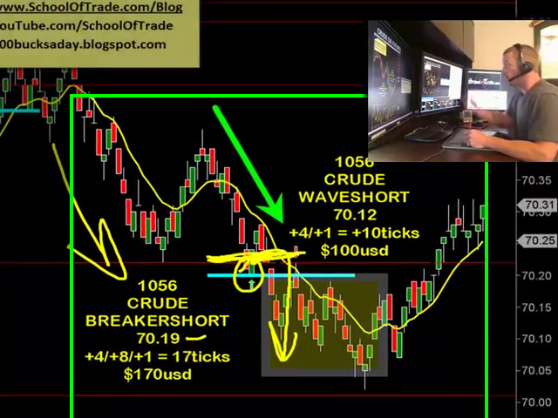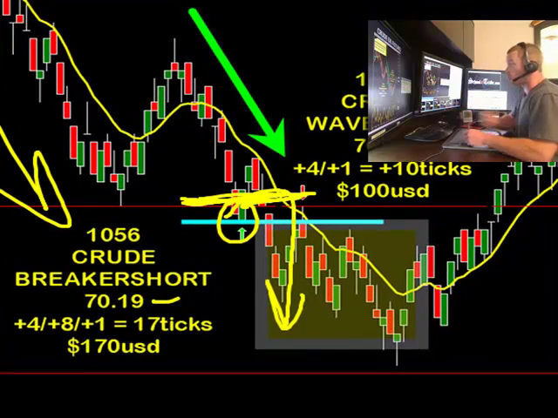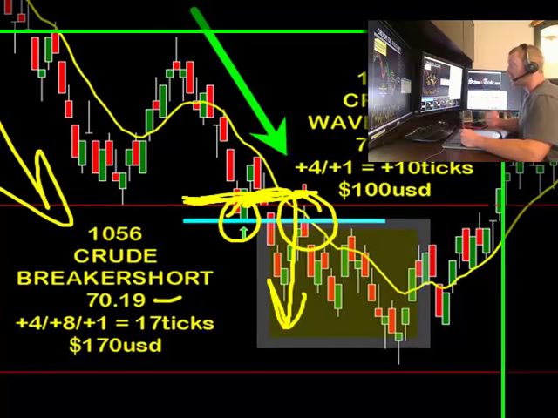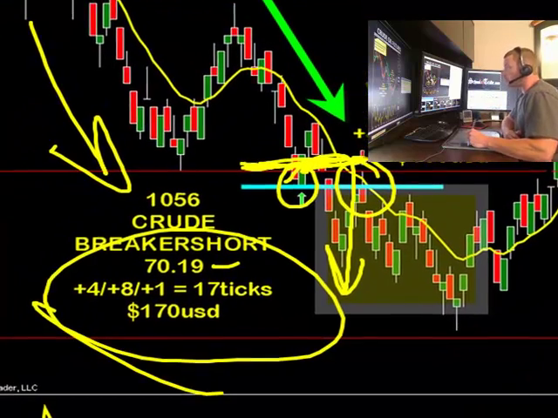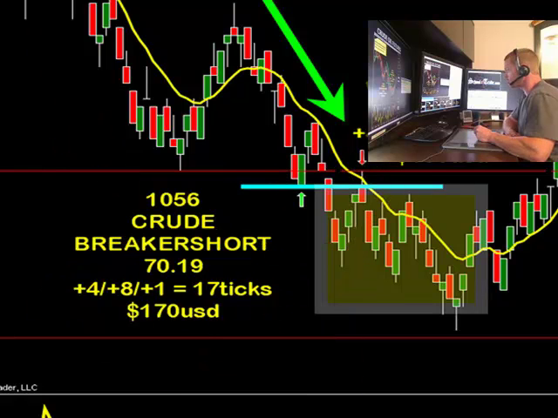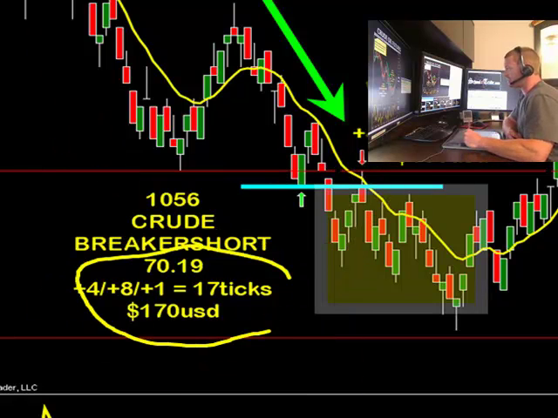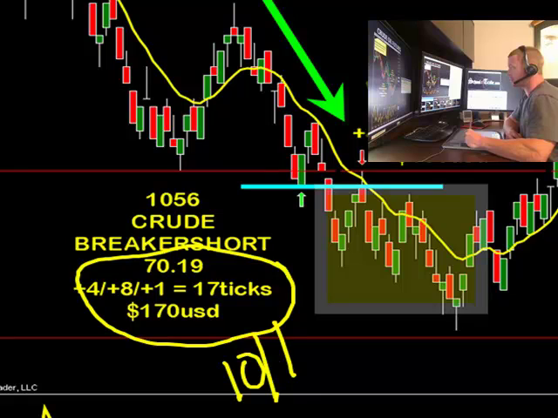+4, 2 off at 4, +8, 1 off at 8. And then, of course, as you can see, it comes bouncing right back up to bounce us out. We never get a chance to move our stop down. And because of that, we locked in 17 ticks, guys. So it's $10 per tick. Yep, 17 ticks, 170 USD. So $10 per tick in the crude.